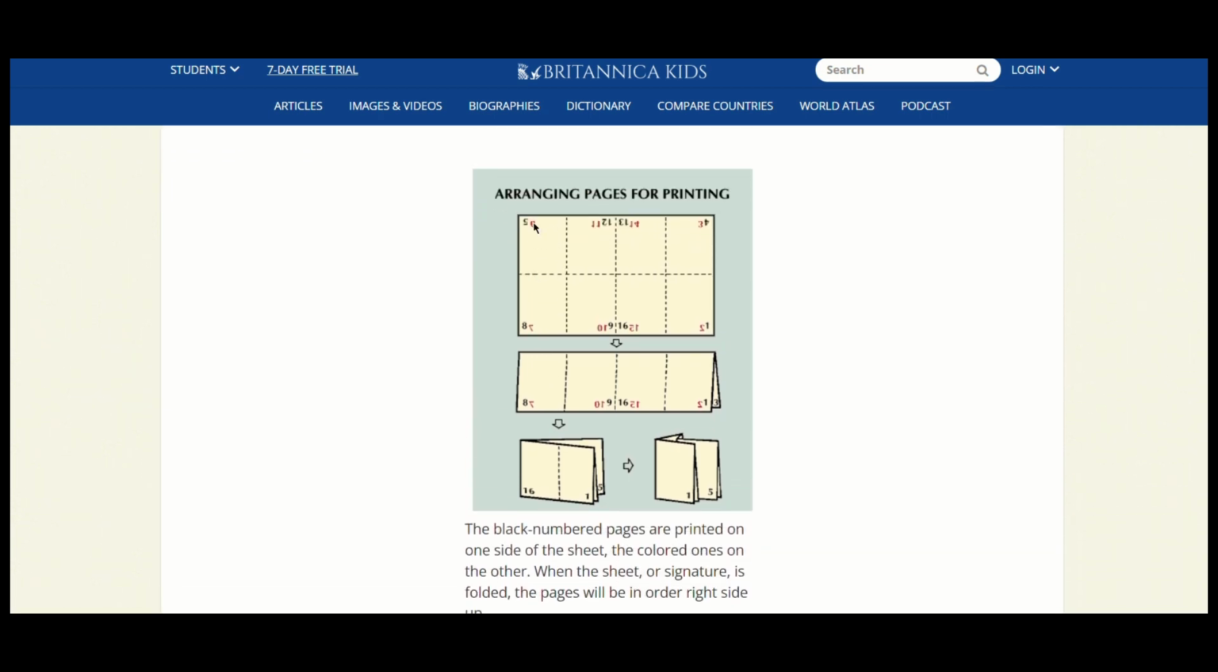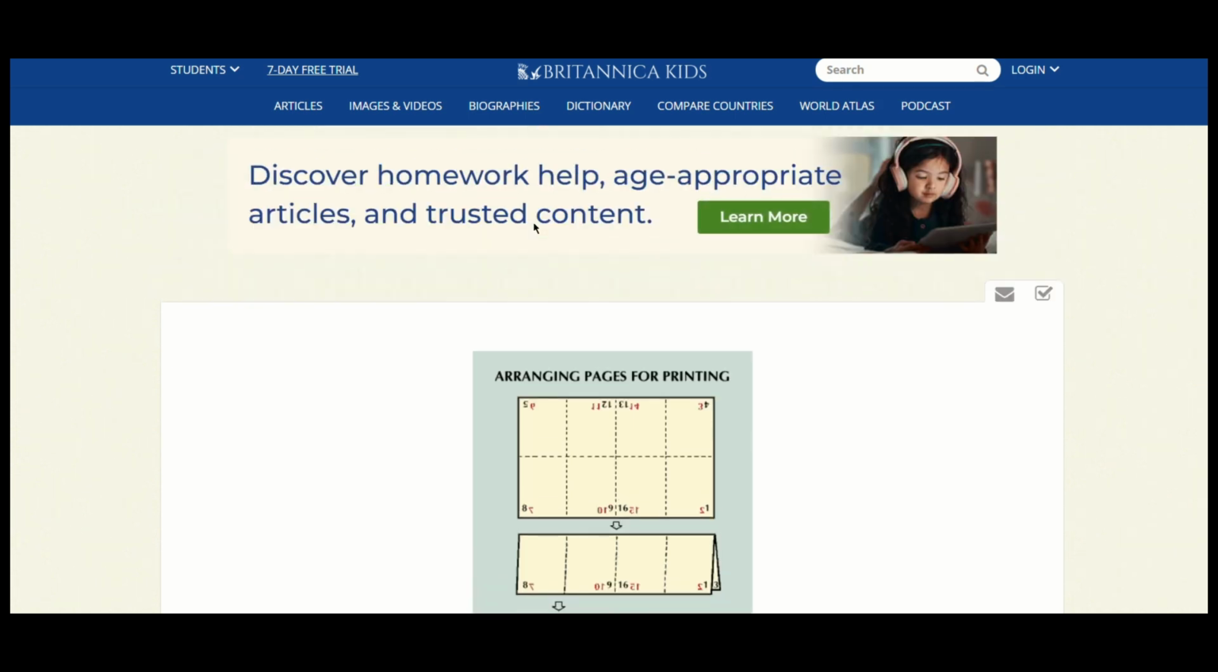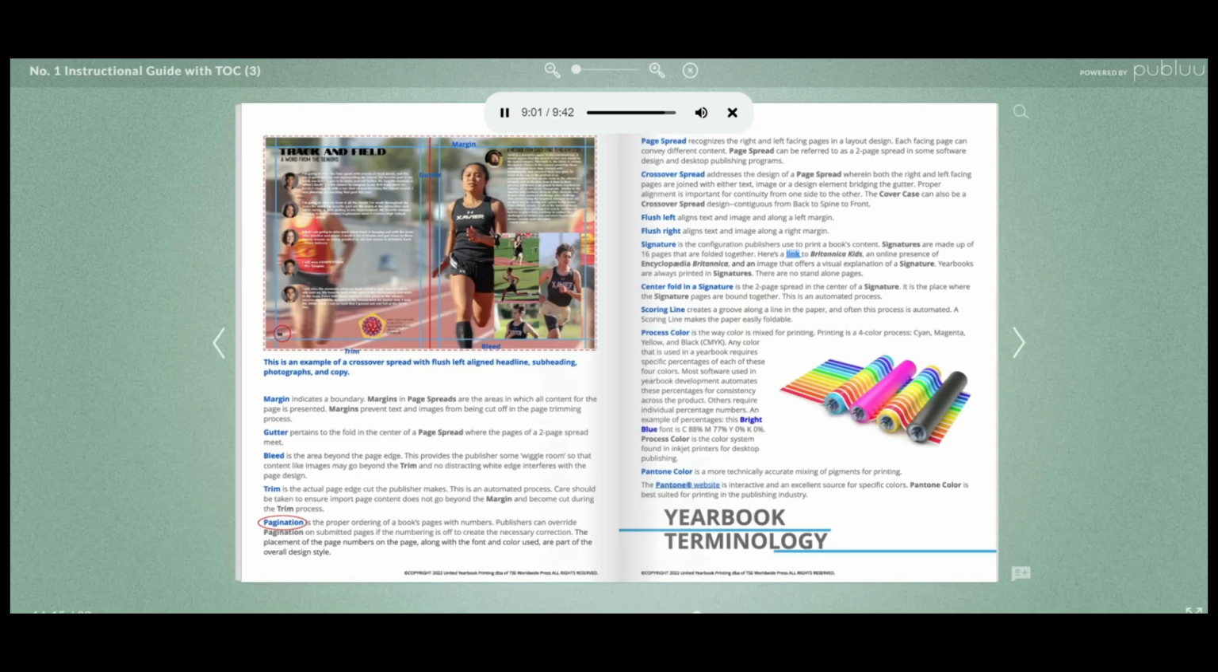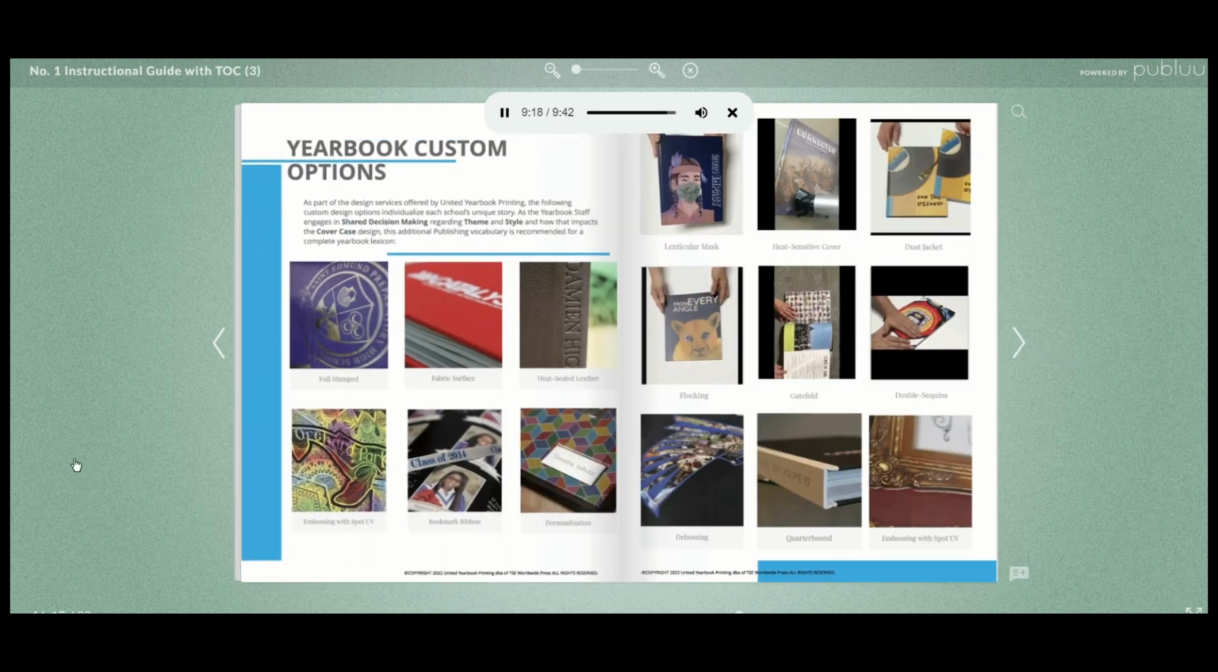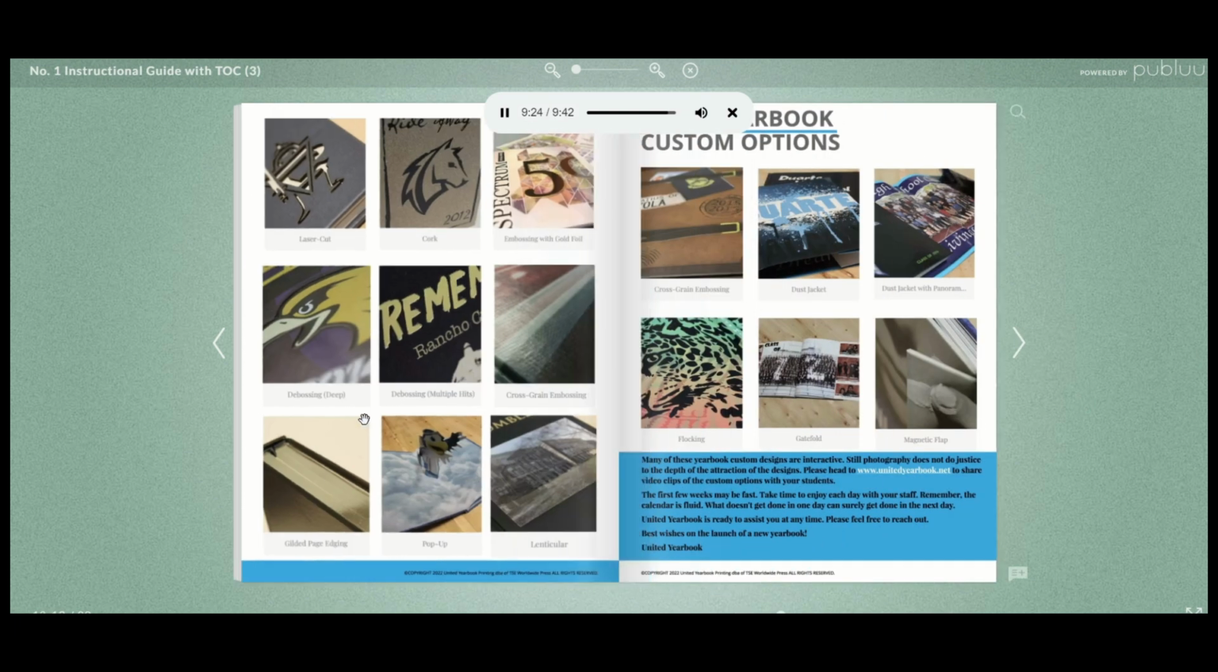As part of the design services offered by United Yearbook Printing, the following custom design options individualize each school's unique story. To name a few, we have lenticular, double sequin, magnetic flaps, and heat-sensitive covers.